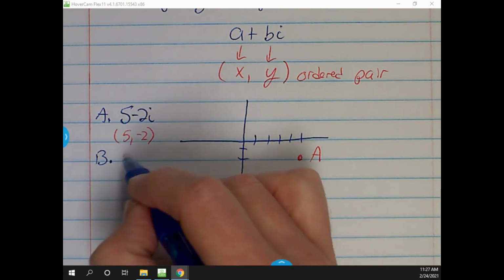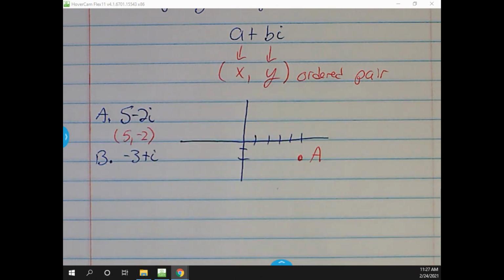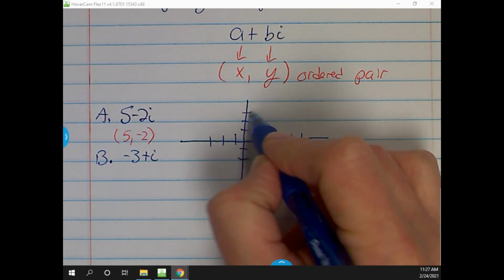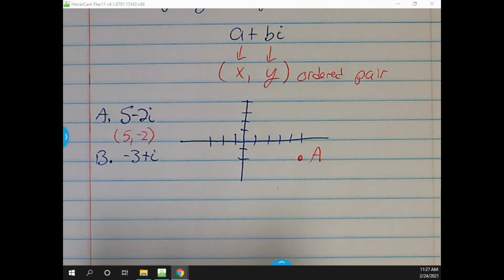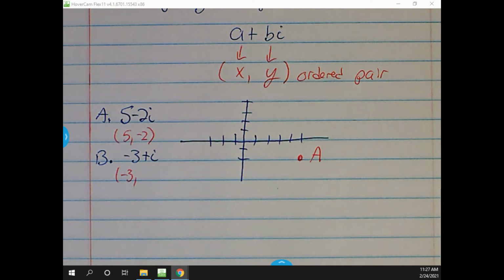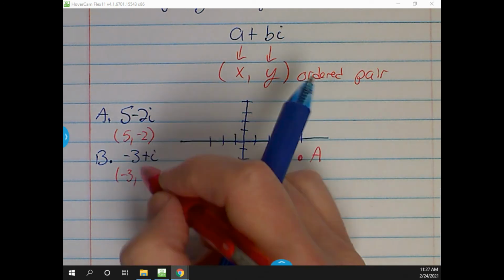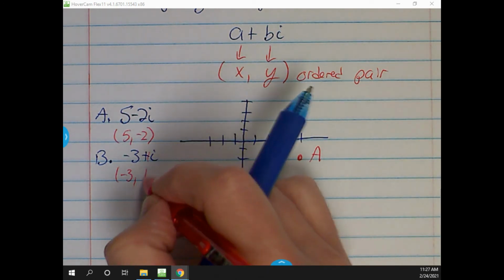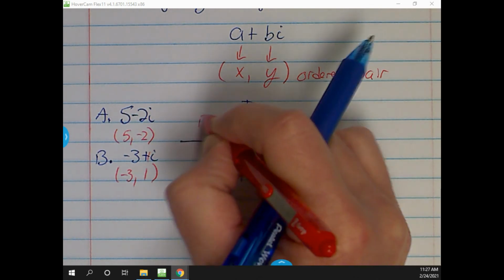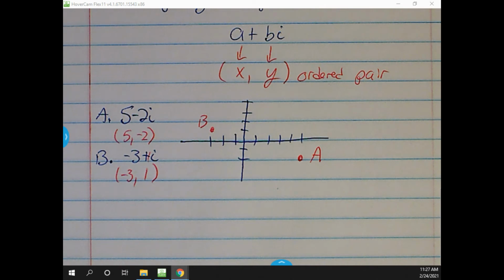If they ask you to graph B, so it's negative 3 plus i. For that one, first number is negative 3, so we're good there. And remember, because you have an i there, technically that would be 1i, so that would be negative 3, 1 for your ordered pair. So B would be about there.